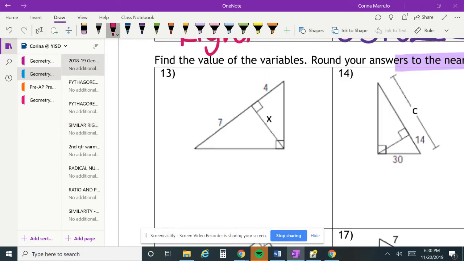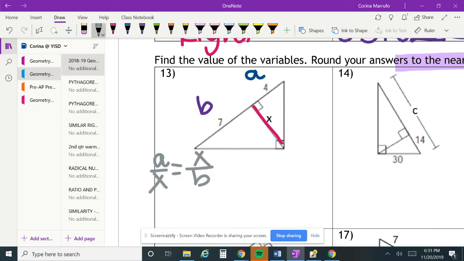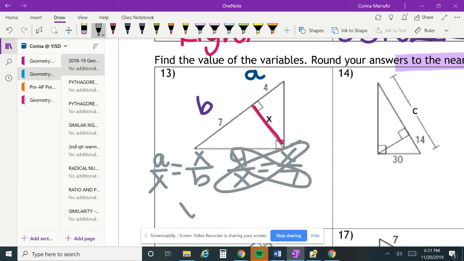All right, so this is X right here. So this means that, and then this one will be our A, this one will be our B. So it is going to be A over X equals X over B. And A is 4. X we don't know, that's what we're looking for. And then our B is 7. We cross multiply and we get X squared equals 4 times 7 is 28. We take the square root and we're going to get X equals the square root of 28.